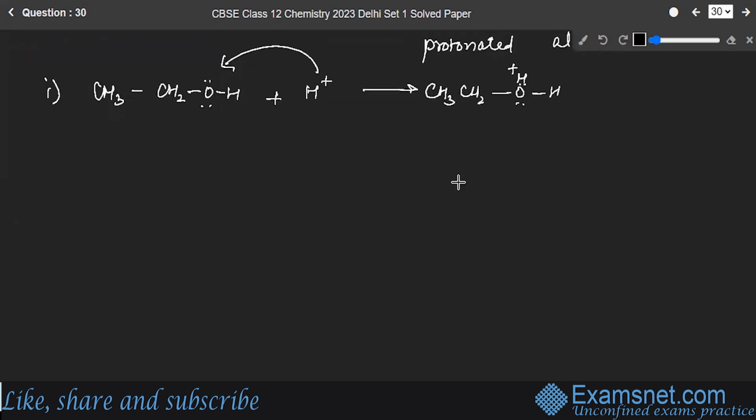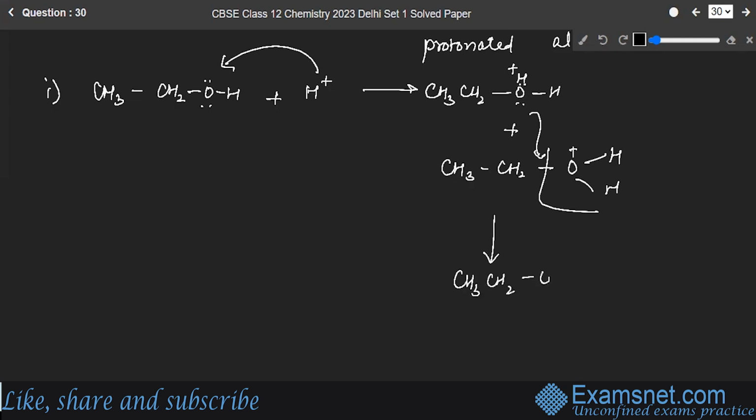So now next, this reacts with CH3CH2OH. Now this part will break out. Oxygen is carrying the positive charge over here, and both will get attached over here. Now this will yield CH3CH2OCH2CH3 with H carrying the positive charge, plus water. This is your second step. This was your first step.